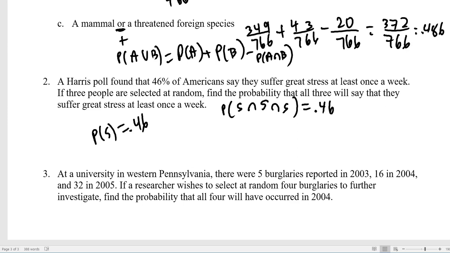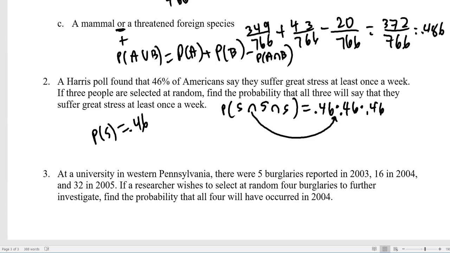What does and mean? I don't have a table. I need to multiply. Is that 0.46 going to change? If I choose somebody that's stressed, does the probability of the next person being stressed change? It technically does, but it's so minute, remember? We're dealing with all Americans. So if I pull one person out, does the probability really change? Not significantly enough, so we keep it. And the third one, we keep it.